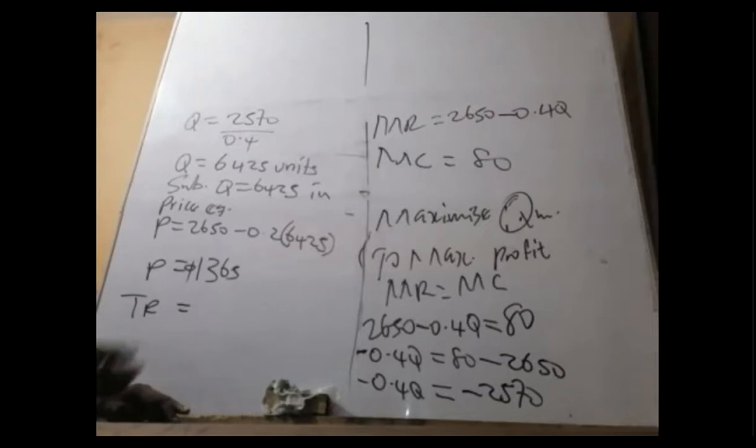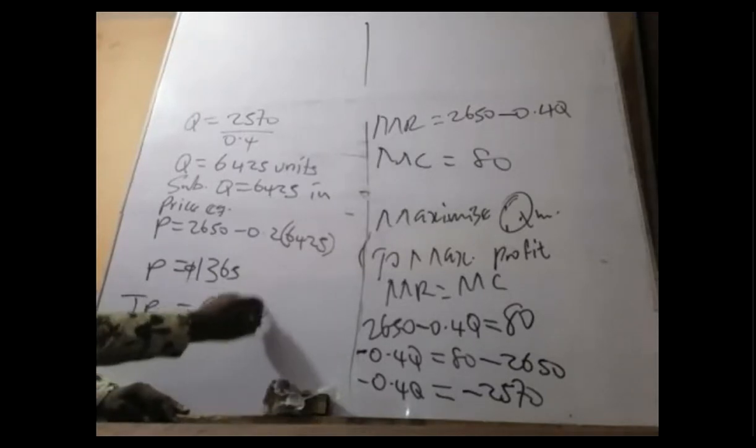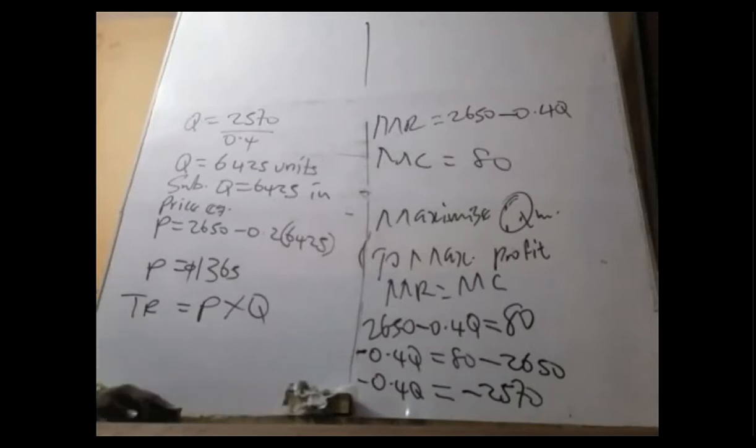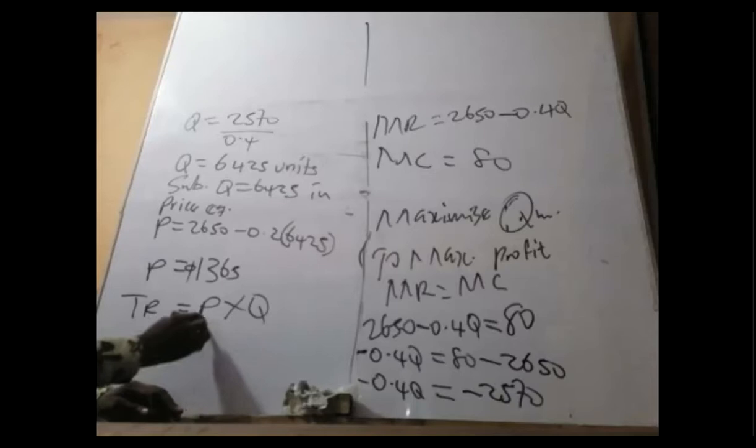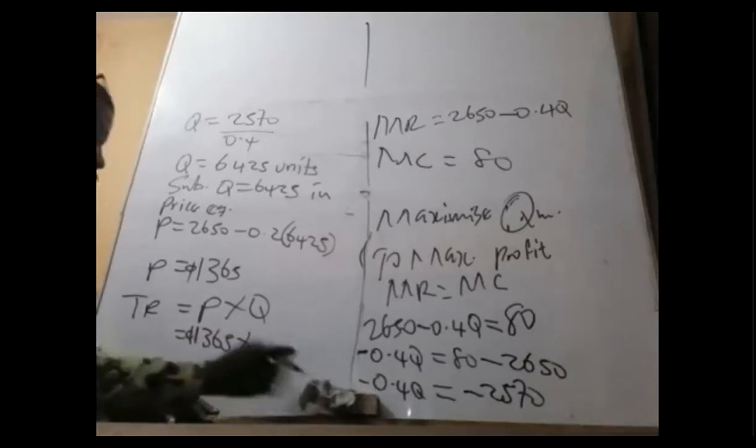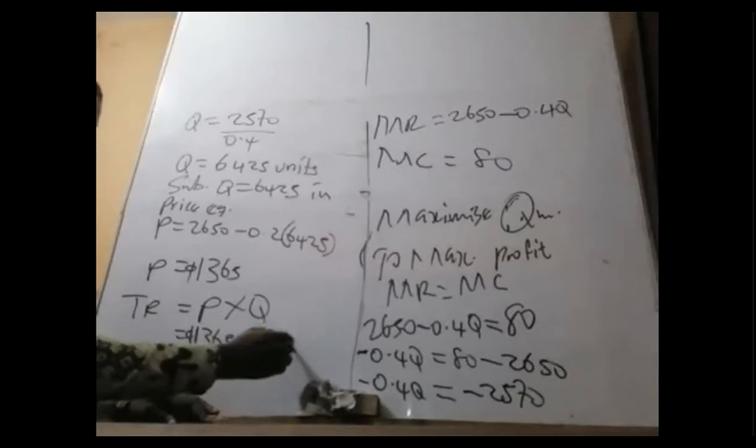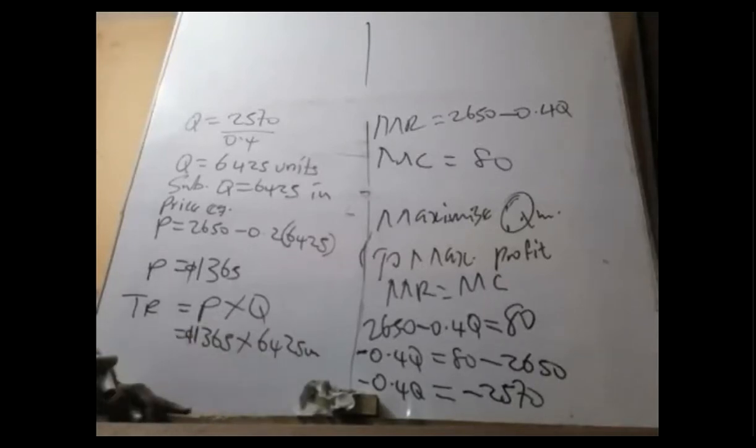Find for total revenue is equal to the price times the quantity. Total revenue is price times quantity. So what's the price? 1,365. A quantity of 6425 units. Now give you the total revenue.